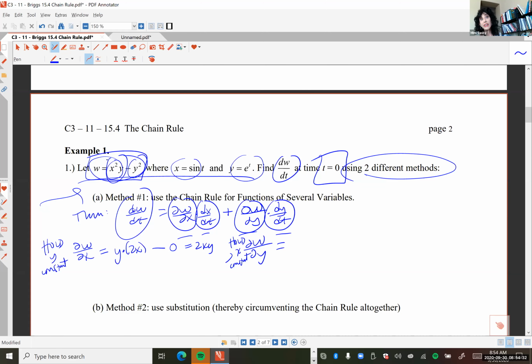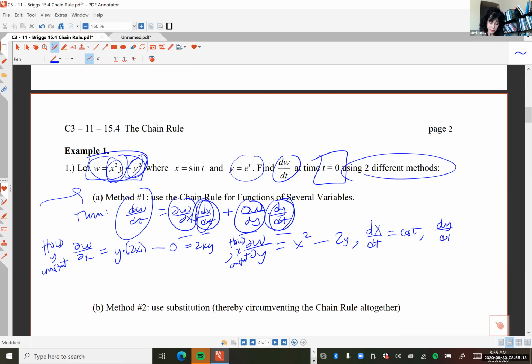Now let's get the other ingredients, the derivatives of x and y with respect to t. So the notation here is straight stem d's. So you're taking the derivative of x with respect to t. x is just a function of a single variable. That's when you know you have a straight stem. Everybody in the room should know what the derivative of sine of t is, because come on, that's like calc 1, and that's cos t. And then dy/dt is the derivative of e to the t, which is e to the t.